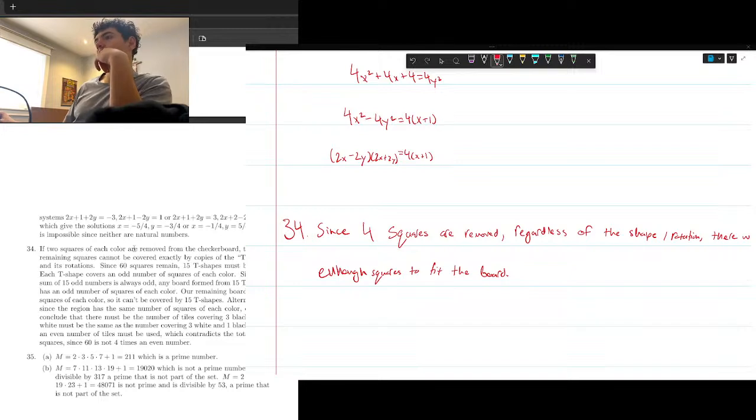Interesting. So if two squares are deleted, the remaining squares will be covered by the T-shape and its rotations. Since 60 squares remain, 15 shapes must be used. Each T-shape covers an odd number of squares of each color. Since the sum of 15 odd numbers is always odd, any board formed by 15 T-shapes has an odd number of squares of each color. The remaining board has 30 squares of each color and can be covered by 15 T-shapes. Alternatively, one can conclude that each must be 3 black and 1 white, since 60 is not 4 times an even number.